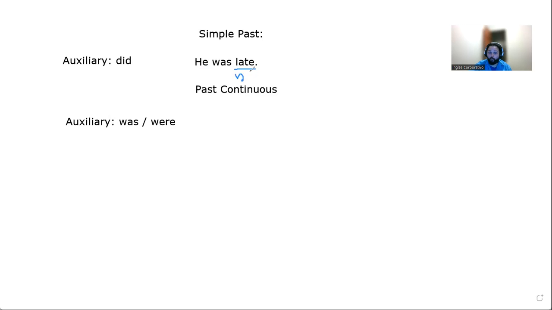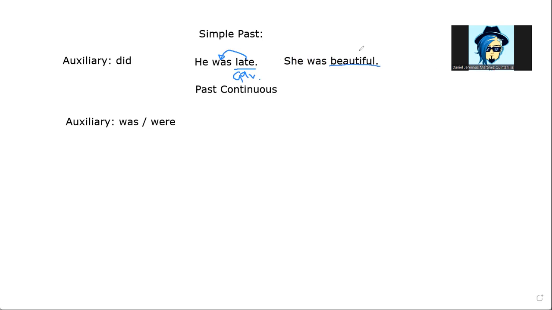with a noun or you can use an adjective, right? In this case, guys, is it an adjective? Is it an adverb? Yes, it's an adverb because it's modifying was, right? If we say she was beautiful, in this case, we have an adjective, because we're talking about the way she was. She's describing her, right?